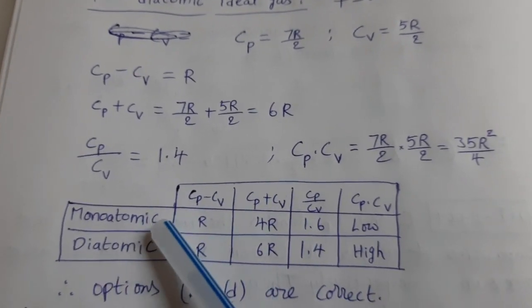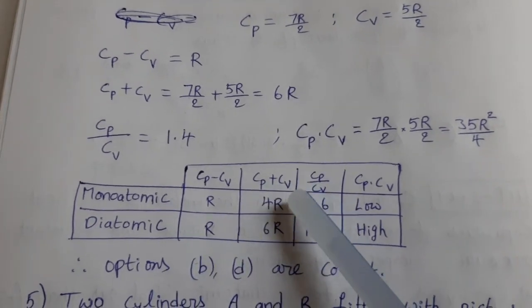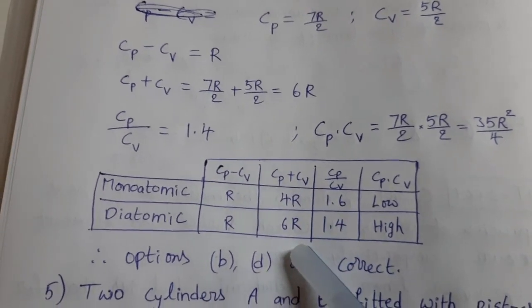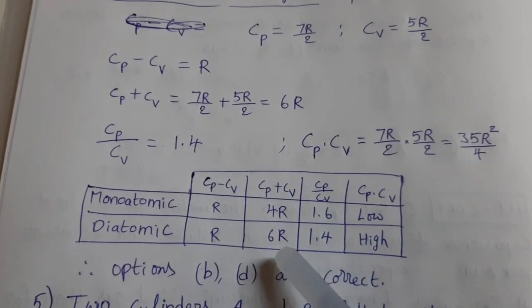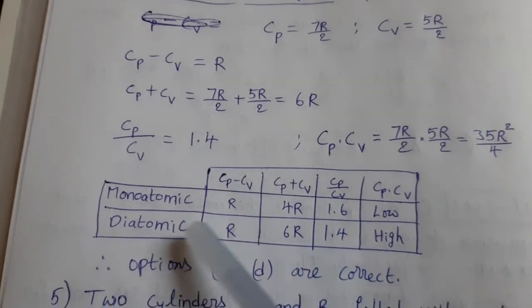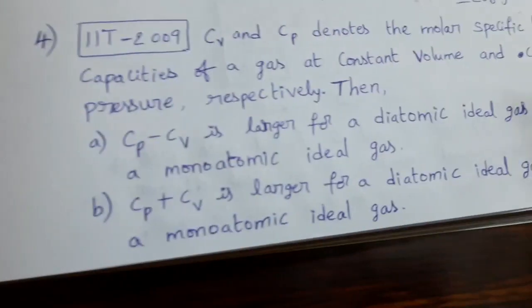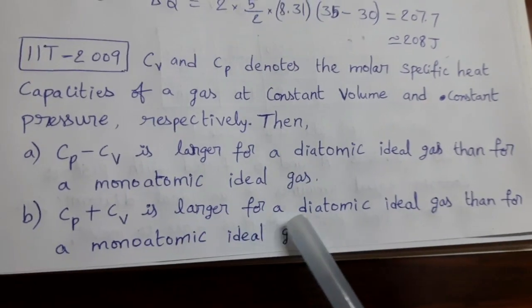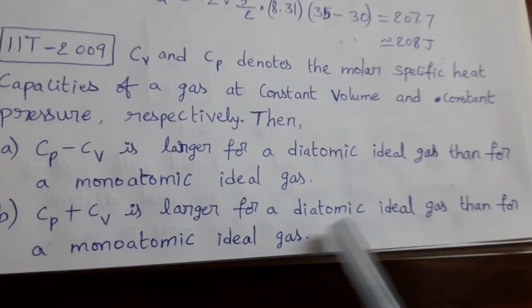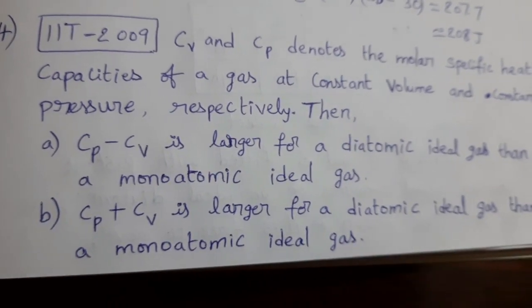For monoatomic, Cp minus Cv, for diatomic also same. Cp plus Cv for this 4R, for this 6R. That means Cp plus Cv is a higher value for diatomic than monoatomic. See the given option. Cp plus Cv is larger for a diatomic ideal gas than for monoatomic ideal gas. So option B, correct.